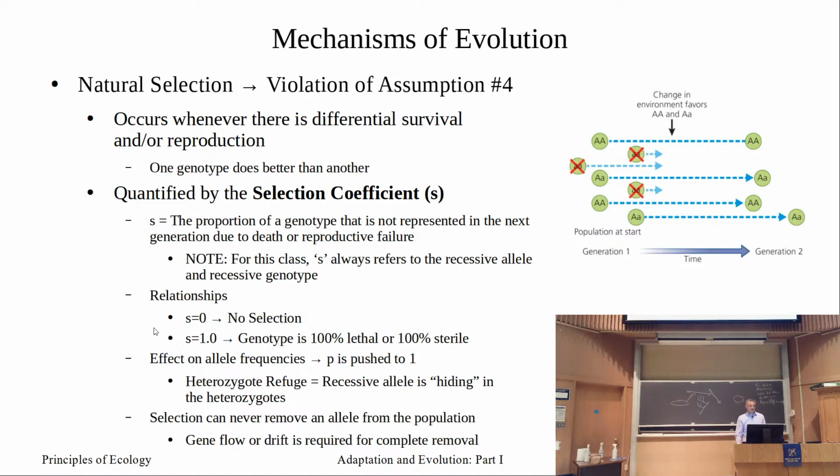Now, what's the effect of selection on our allele frequencies? Well, when we have selection, we're going to push an allele towards fixation. We're going to push it towards 1. And in this class, as I said, our selection is going to be against that recessive allele, so the effect on our populations is that our allele frequency P gets pushed to 1. We're going to make our population consist more of that dominant allele, that dominant trait.